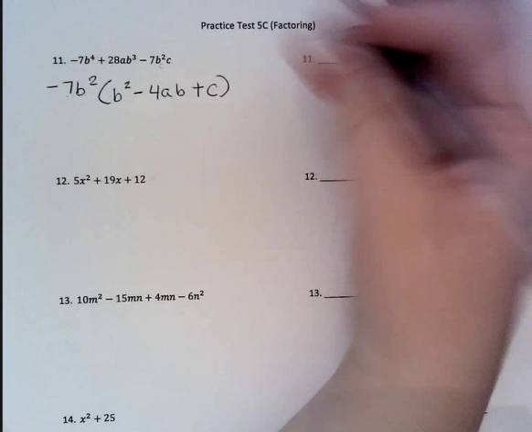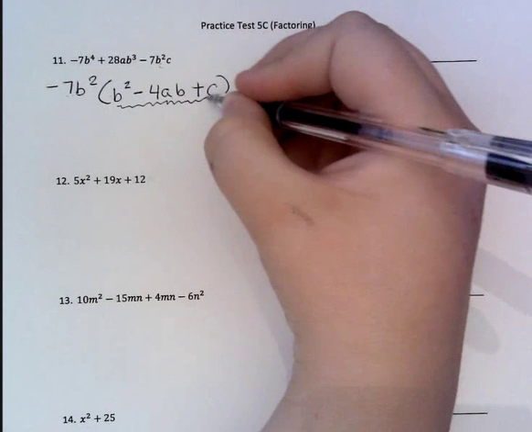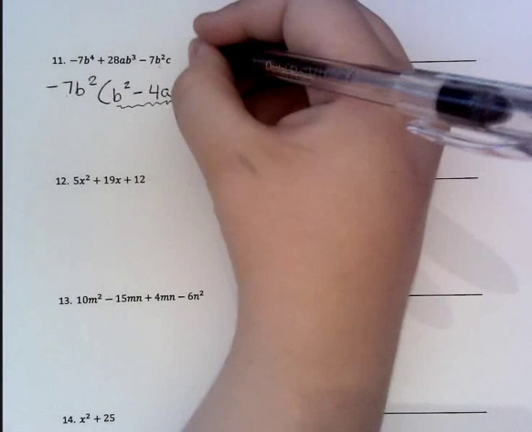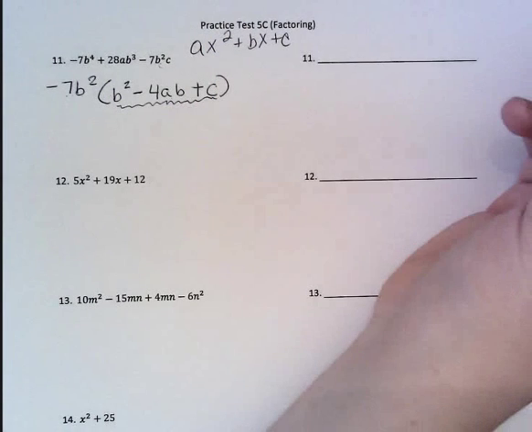Now you look at the inside of your set of parentheses and say, okay, well, can I factor? There are 3 terms, but it is not in the form of ax squared plus bx plus c, so we're finished.